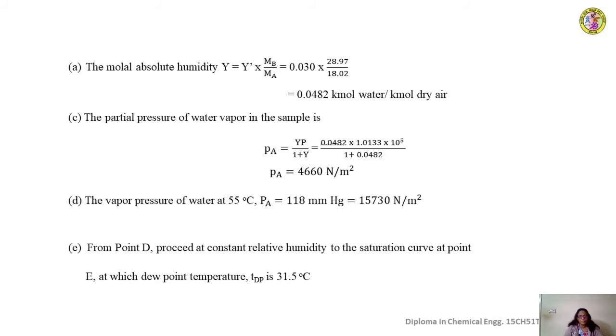That is whatever line you have drawn for humidity, 0.03 kg water per kg dry air. So extend that line till it meets the 100% saturation curve. That line that is constructed is DE, and that line has an endpoint E, which is exactly on the saturation line. So from point E, if you read the dew point temperature on the x-axis, you will get the TDP value as 31.5 degrees centigrade.